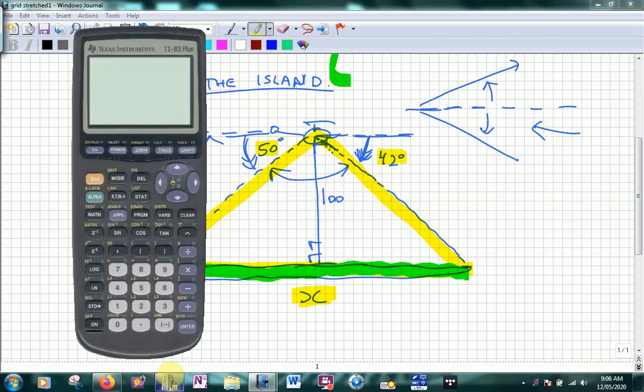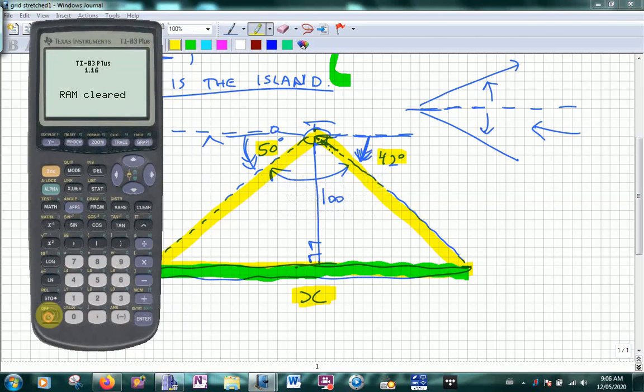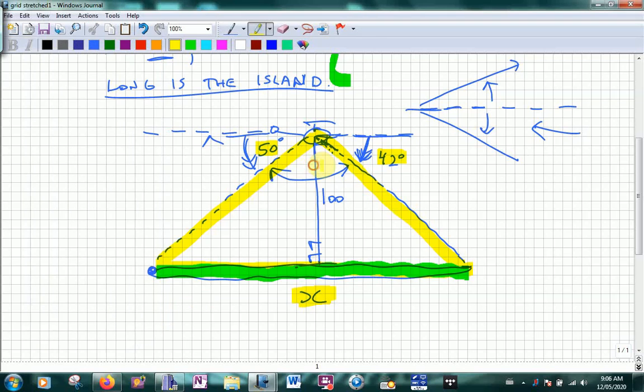And maybe that's not your first step. Maybe you see something else to do. That's fine too. So 180 minus 50 minus 42 is 88 degrees. Okay? So all of that is 88 degrees. So you got to write it, like, don't just put it here. Obviously this angle is not 88. It's the whole thing, right?